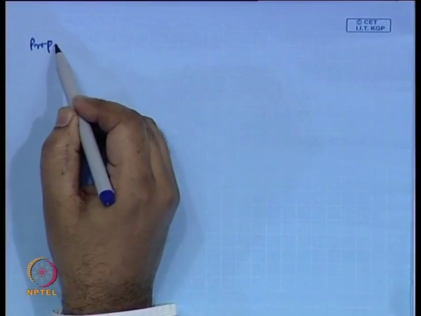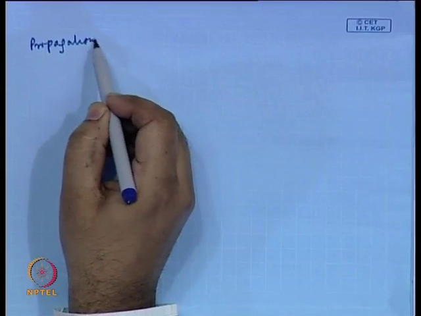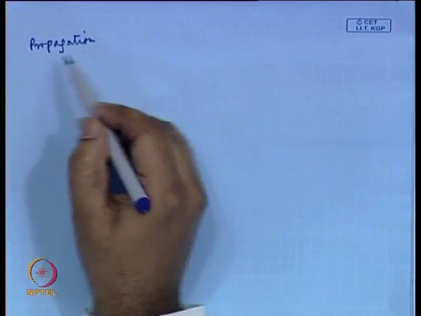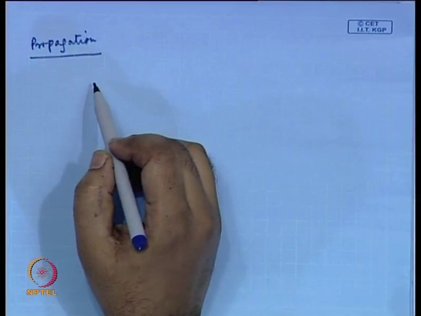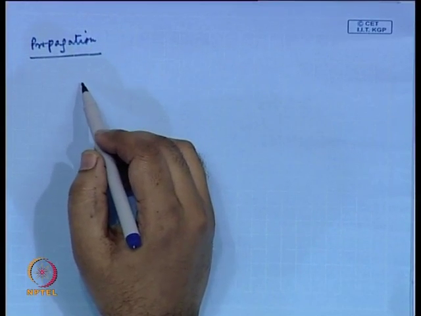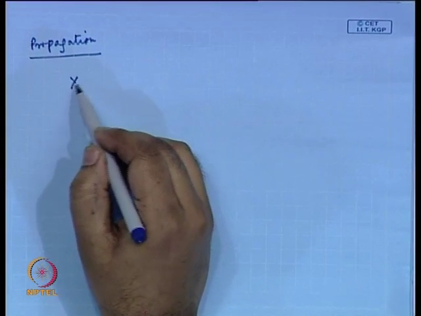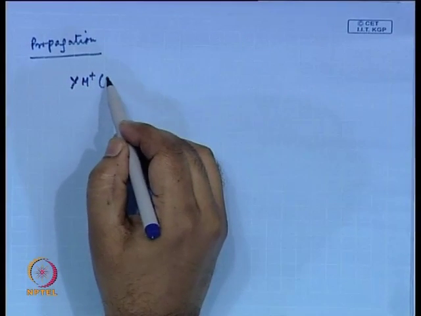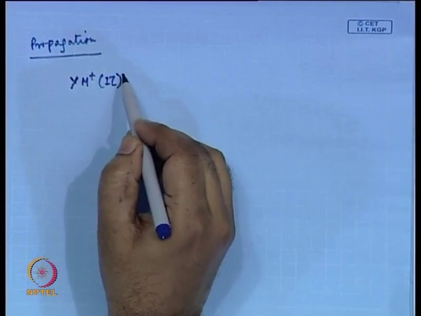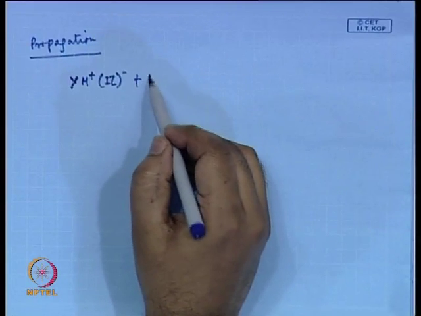So, let us now discuss the propagation step. We have already seen the different types of initiation possibility, and as I said, we will consider the generic case I just showed there.